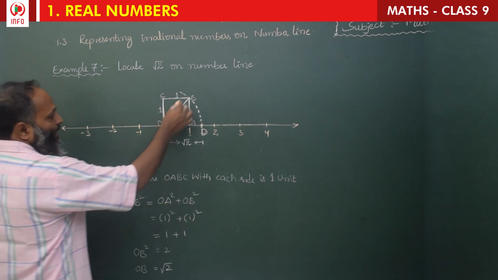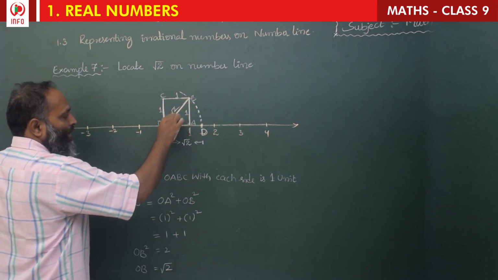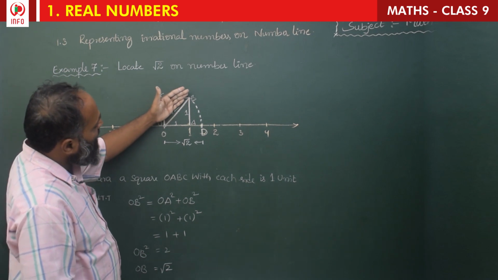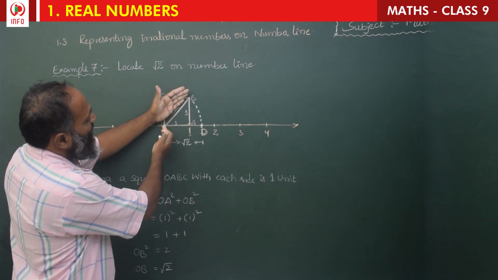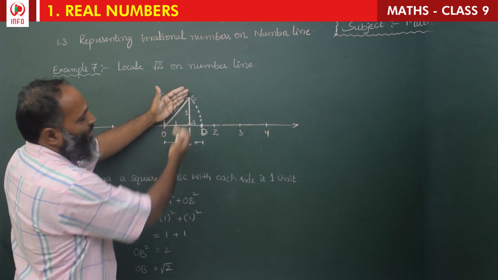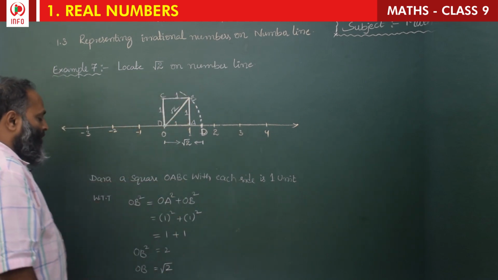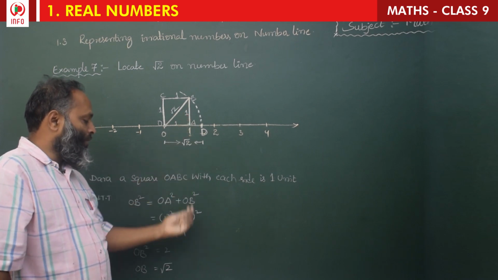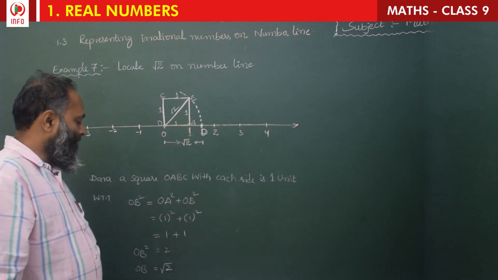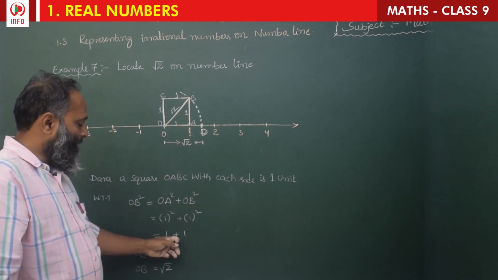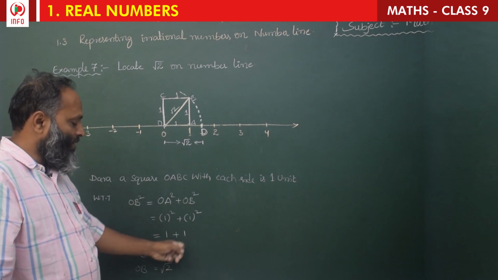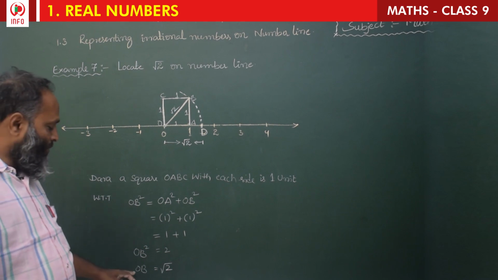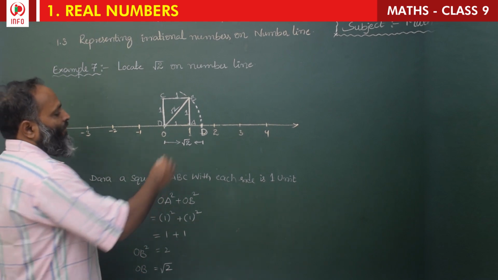Then we know, according to Pythagoras formula, this is OB square. This is a right angle triangle. OB square is equal to OA square plus AB square. OA we know is 1 square and AB we know is 1 square. 1 square plus 1 square is 1 plus 1, 2. 1 square is 1. So OB square is equal to 2, then OB is equal to root 2. Then what is the OB length?